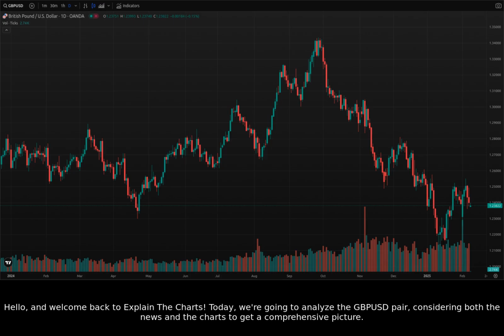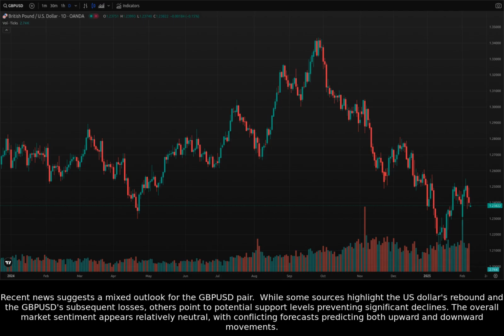Today, we're going to analyze the GBPUSD pair, considering both the news and the charts to get a comprehensive picture. Recent news suggests a mixed outlook for the GBPUSD pair. While some sources highlight the US dollar's rebound and the GBPUSD's subsequent losses, others point to potential support levels preventing significant declines. The overall market sentiment appears relatively neutral, with conflicting forecasts predicting both upward and downward movements.